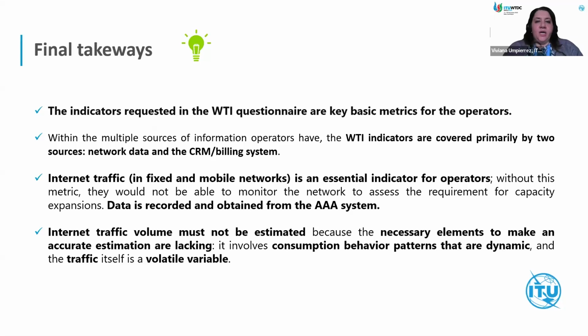So to finalize, the indicators that we ask for in the questionnaire are key basic metrics for the operators. The important thing is that, from the operator side, the indicators that we request come from two main sources, the network data and the CRM billing system. For internet traffic, you can ask them at the point of the AAA system. Remember, authentication, authorization, and accountability. This is what is registered. And of course, please do not estimate the traffic because it's an actual number.